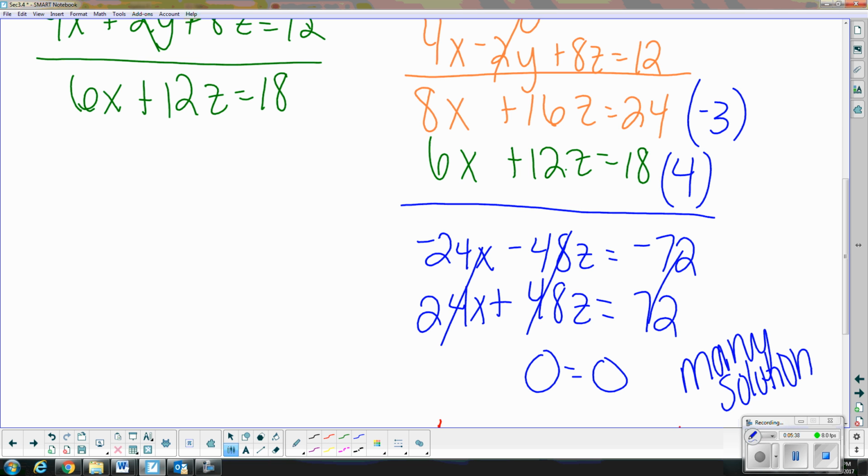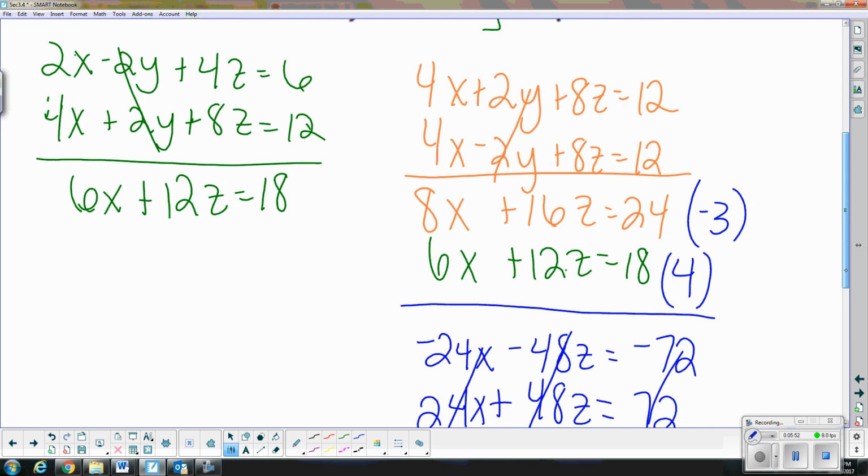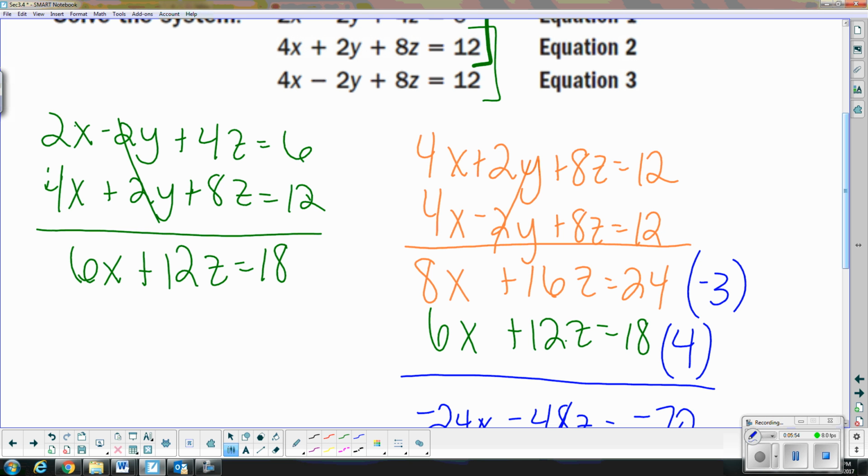And actually, it's infinitely many solutions, because 0 = 0 will always be true. Now, I needed to make sure that all three of my equations were used to find this. If for some reason, when I used my first two equations, it ended up like 0x plus 0z equals 0, that's not enough. I need to do something involving the third equation before I draw that conclusion.